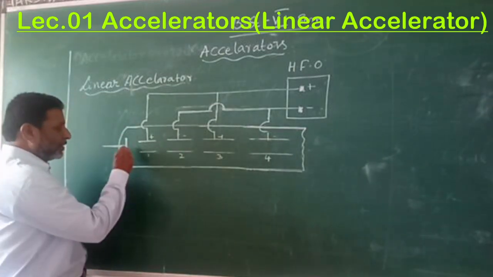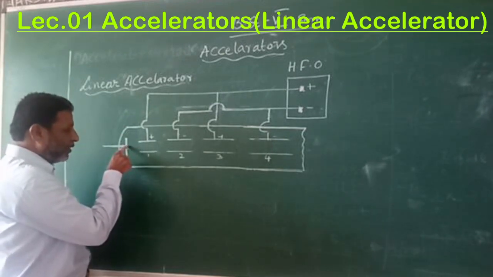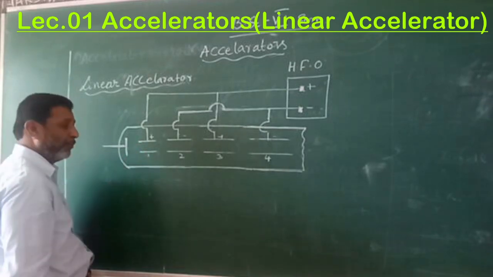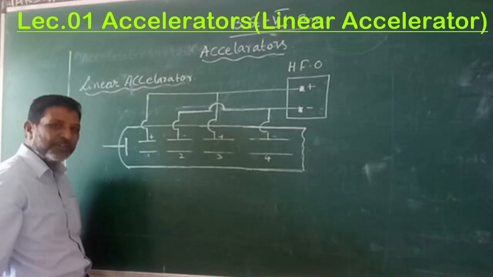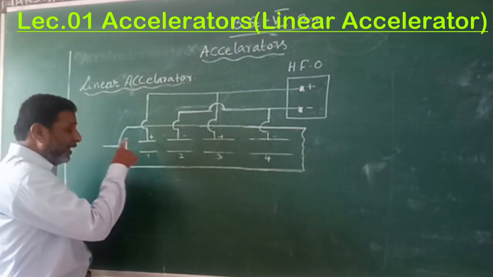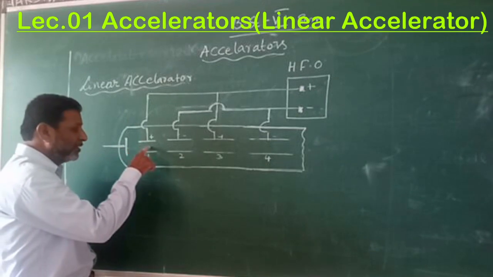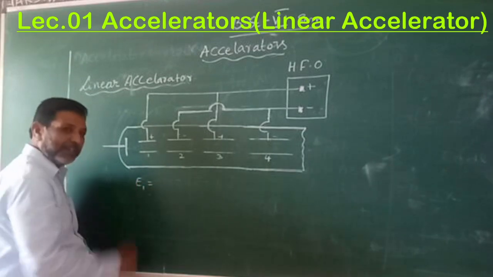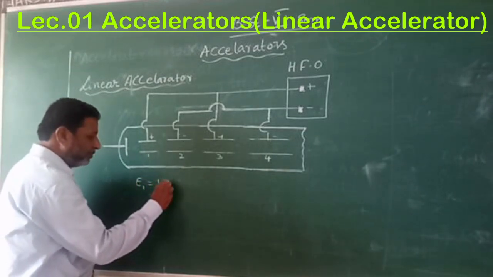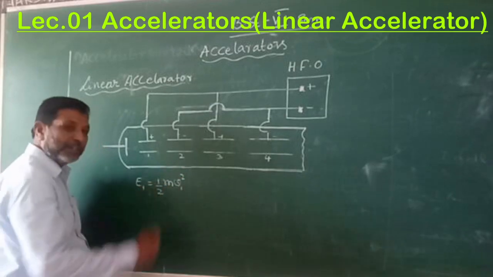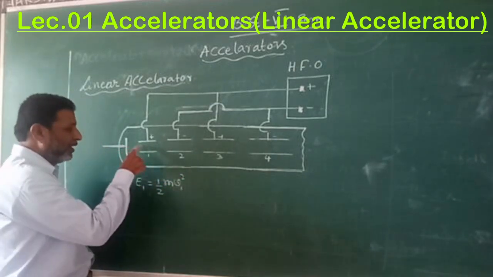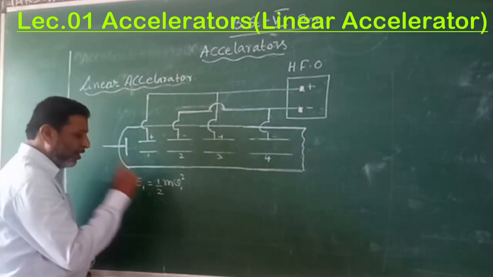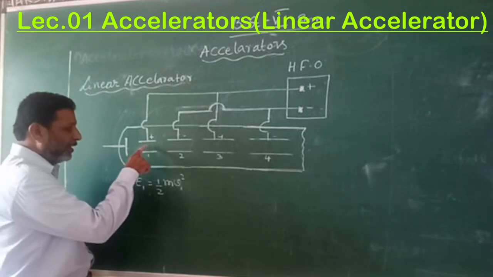Now, let us consider that when the electron enters into the first cylinder, its velocity is v1. Then the energy gained by the electron when it enters into the first cylinder is equal to E1, let us consider, half m v1 square. Here v1 is the velocity of the electron in the first tube. This is the energy of the electron in the first tube.